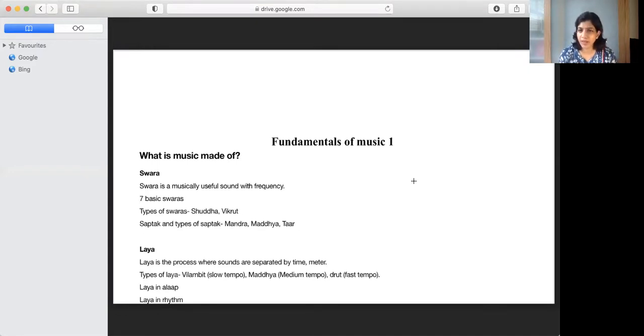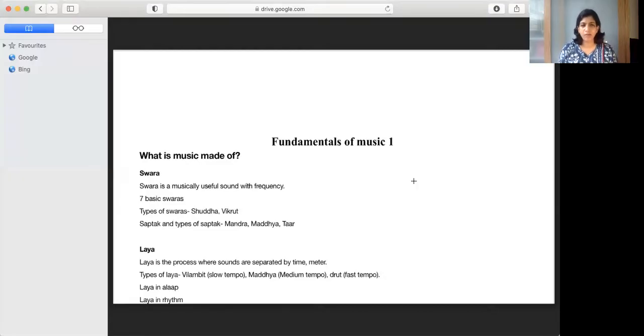Are they useful for music? Are they useful for making music? No. So that means not all sounds that are present in this world around us are useful for music. So there are only some type of sounds which are filtered, those are used for music. So how do you distinguish them from the sounds that are around us? So the sounds which are used for making music are called Nad in Sanskrit or in Marathi or in Hindi also.